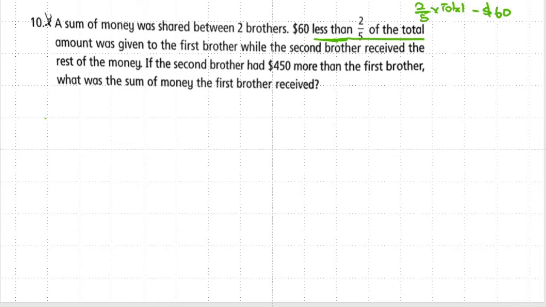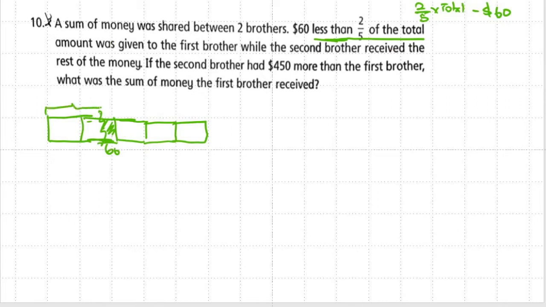Okay, so let us role model. We have 5, right? I have 5 of it. Okay, so 2/5. So here is actually 2/5. I minus off 60. Okay, this portion is actually given to the first brother.